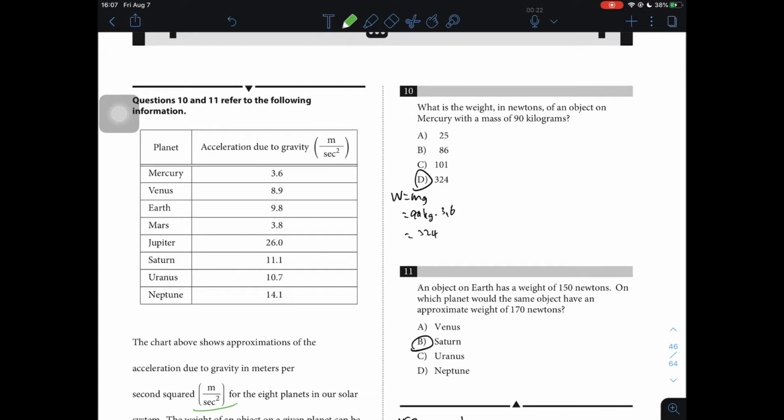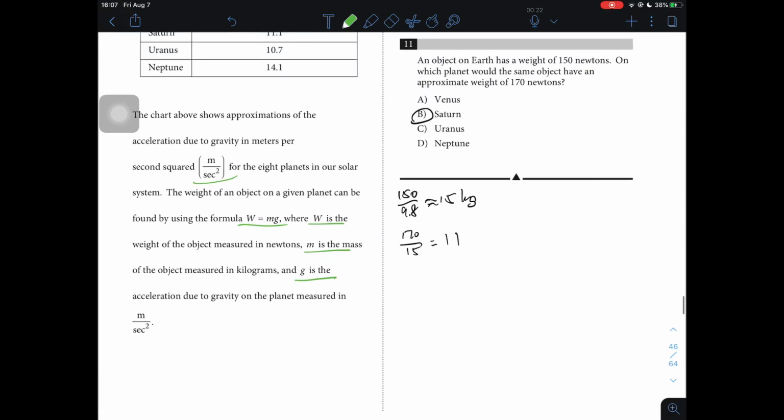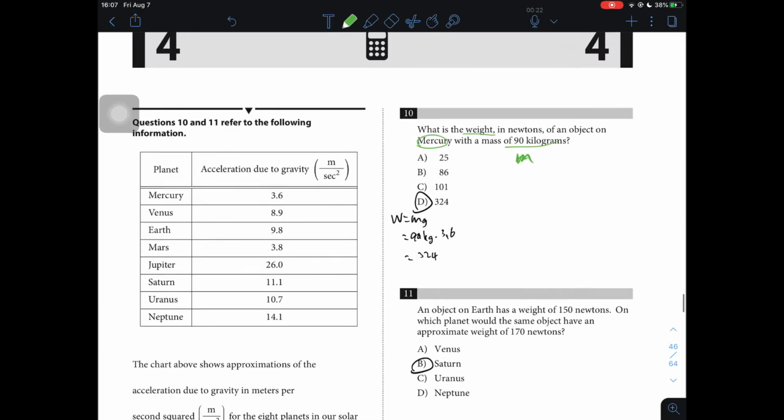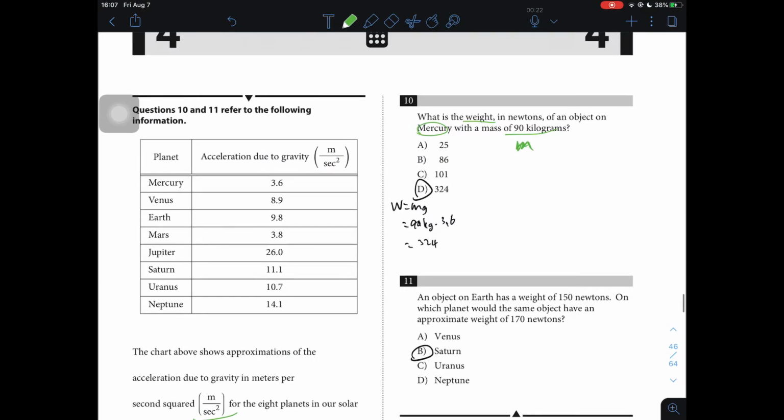So it wants to ask the weight of an object on Mercury with a mass of 90 kilograms. So we know the mass. That is the little m. And I want to know the weight, so weight is a question mark. That's why they told us the equation. The weight we don't know, but we know the mass. But G, we're going to find it right here. That's all the G's it has. So Mercury is 3.6. So you just take 90 kilograms times 3.6, and then you got the answer.